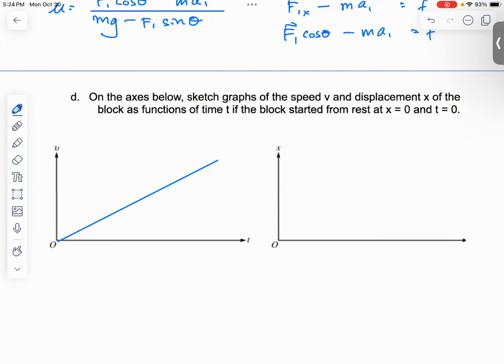Now, if this is the case, how would we draw our displacement time graph? Well, we start from here. That's what the question says. Is it okay that we draw this? Yes or no?